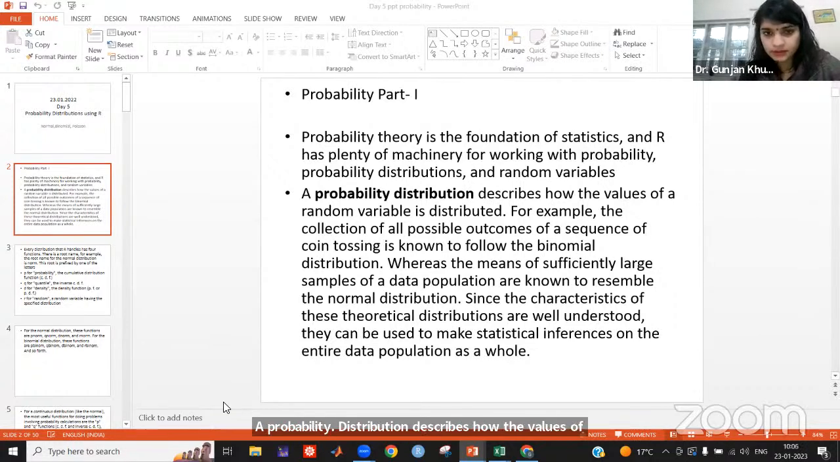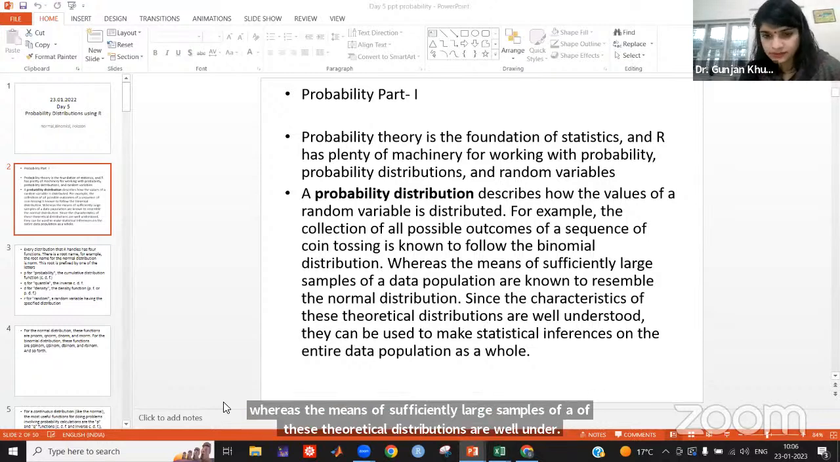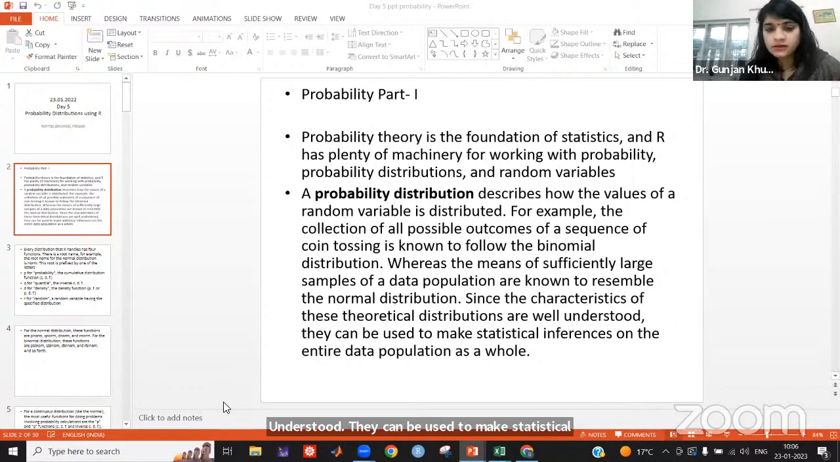For example, the collection of all possible outcomes of a sequence of coin tossing is known to follow the binomial distribution, whereas the means of sufficiently large samples of a data population are known to resemble the normal distribution. Since the characteristics of these theoretical distributions are well understood, they can be used to make statistical inferences on the entire data population as a whole.